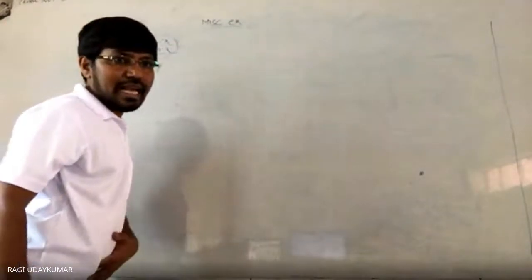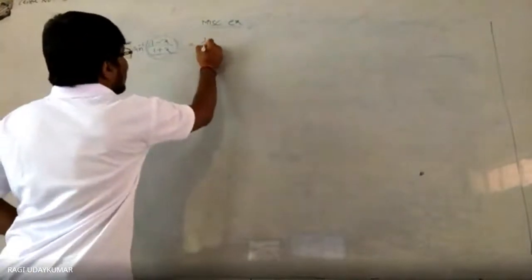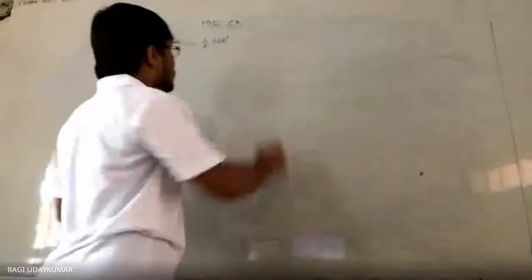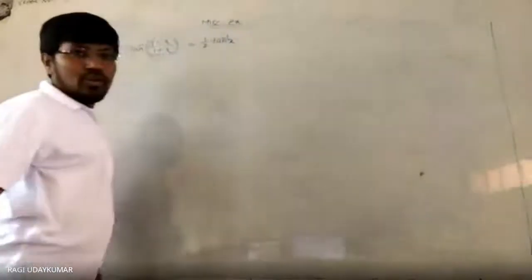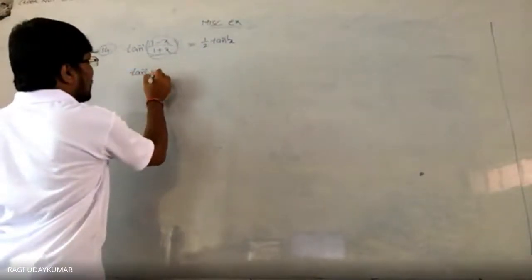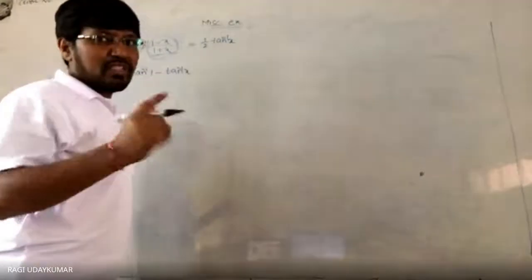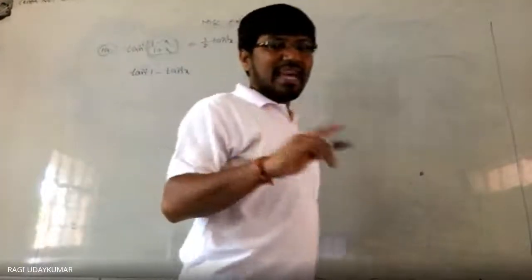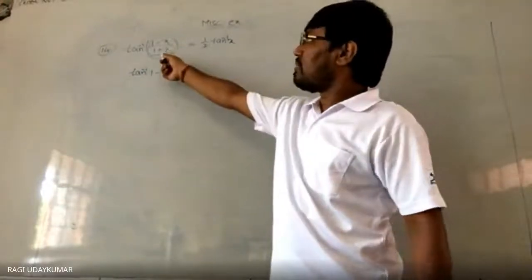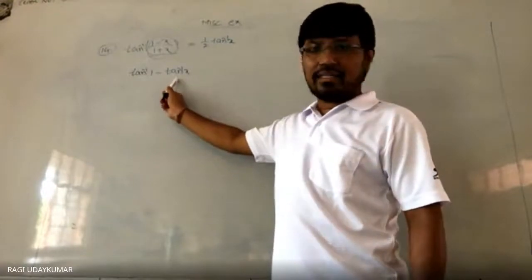So here this question is also asking you to solve it. It is equal to 1 by 2 tan inverse of x. So this can be written as tan inverse 1 minus tan inverse x. Tan inverse x minus tan inverse y is tan inverse of x minus y by 1 plus xy. So it is also the same way. So tan inverse 1 minus tan inverse x you can write.